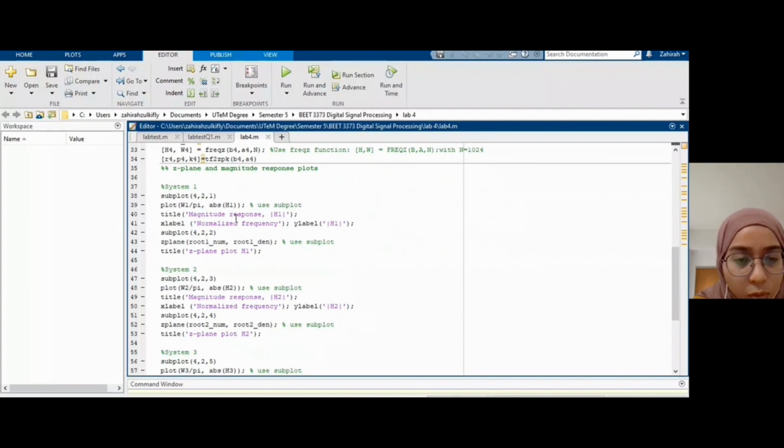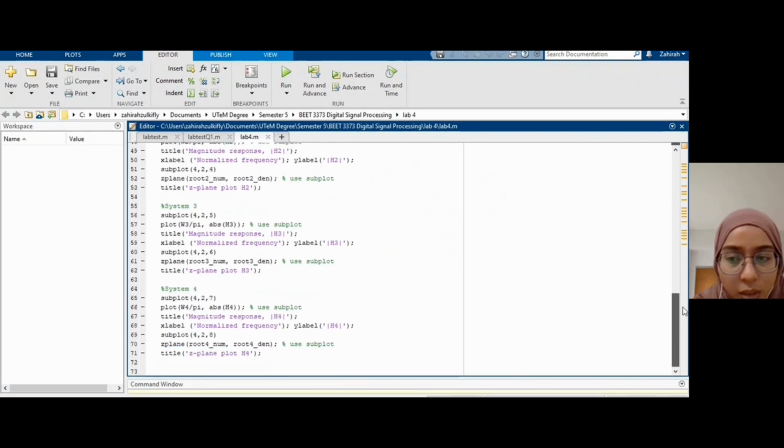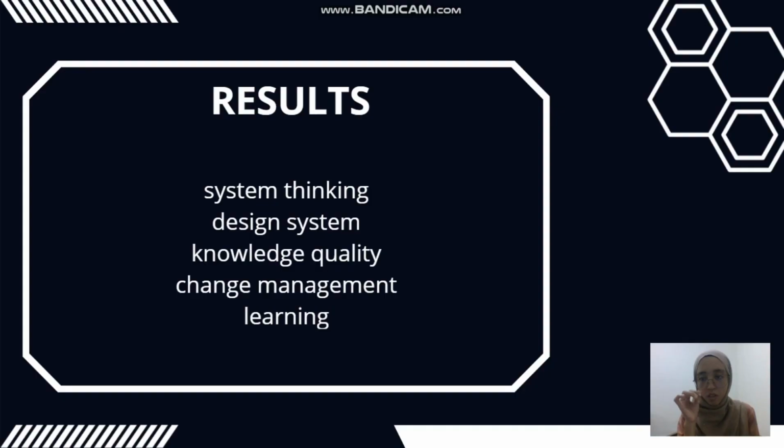So we have to plot another graph for Z-plane for pole and zero. We subplot 4, 2, 2, with roots of num 1 and roots of denominator 1. The title will be Z-plane plot H1. Same goes for system 2, 3, and system 4. So that's all for me. I will pass to my other group members.